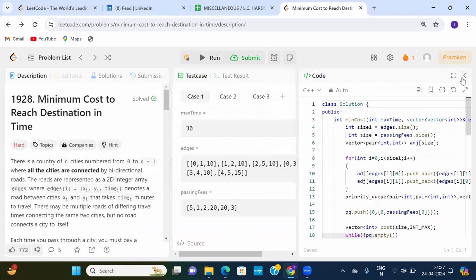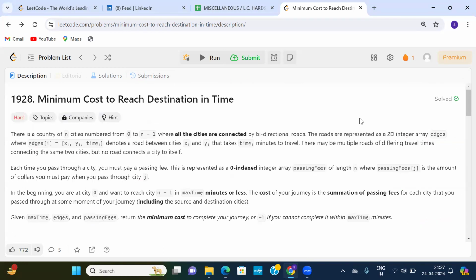Now let us look at its approach. Whenever minimum cost is asked, the thing that comes to our mind is Dijkstra's algorithm. So here also we are going to apply Dijkstra's, but with some modifications, as there are some more things given to us: it should not exceed the maximum time, and we need to minimize the cost in this particular case. We need not minimize the time, we need to minimize the cost. So this is the main thing.